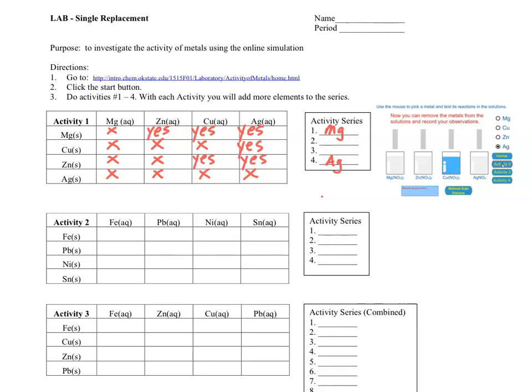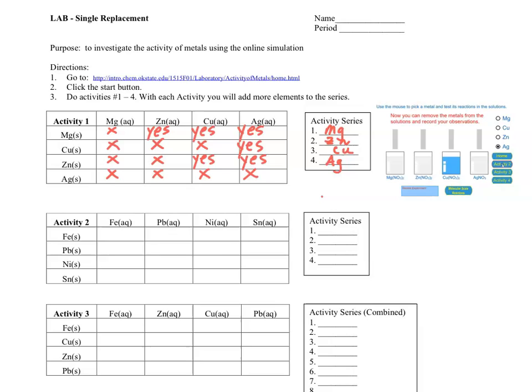Now, which should come first, copper or zinc? Zinc had 2 reactions out of 4, so we'll put it second, and copper had 1 reaction out of 4. So there's our order. This is a list of the activity from most reactive to least reactive for these particular 4 metals: magnesium, zinc, copper, and silver.